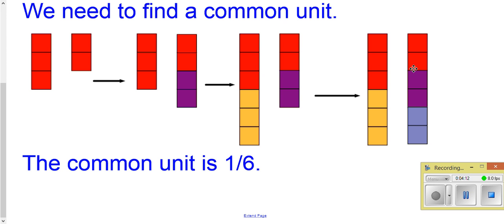So we end up getting 6 on this side, 6 on this side, so our common unit is going to be 1/6, because we could represent our 2/3 and our 1/2 in terms of 6. And we can get that by basically just stacking the cubes till we get the same height.